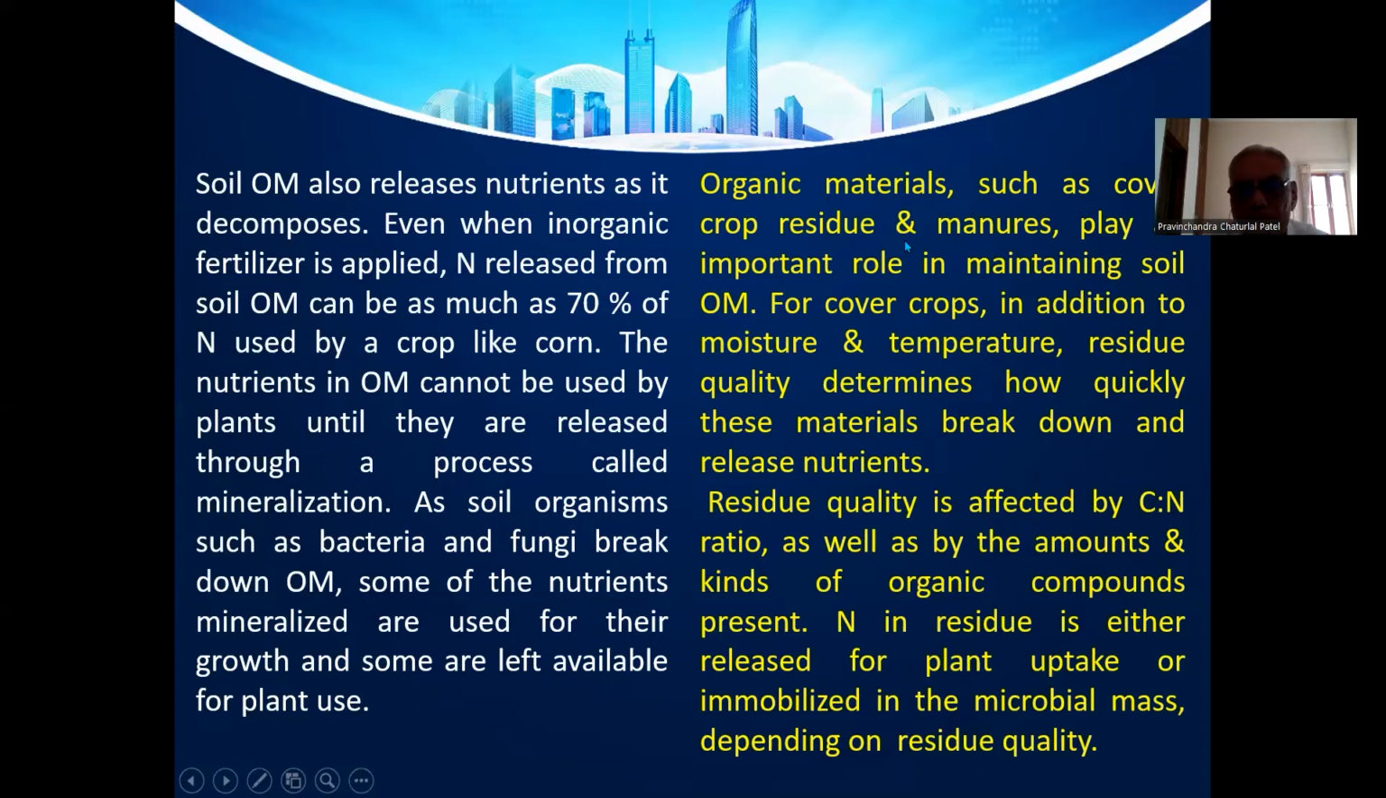Organic materials such as cow dung, crop residue, and manure play a significant role in maintaining soil organic matter for cover crops. In addition to moisture and temperature, residue quality determines how quickly this material breaks down and releases nutrients. Residue quality is affected by the C:N ratio, the carbon-nitrogen ratio, as well as by the amount and kind of organic compounds present. Nitrogen in the residue is either released for plant uptake or immobilized in the microbial mass depending on residue quality.